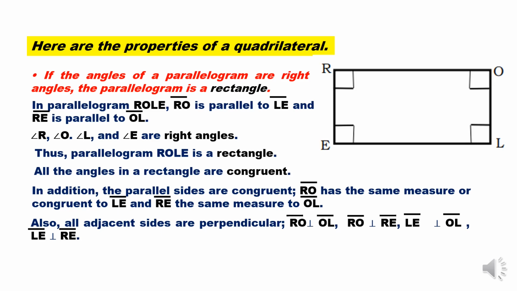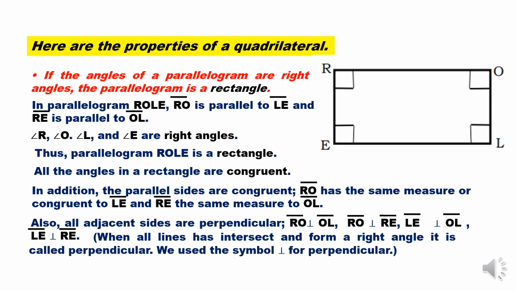Line segment RO is perpendicular to line segment OL. Line segment RO is perpendicular to line segment RE. Line segment LE is perpendicular to line segment OL. Line segment LE is perpendicular to line segment RE. When lines intersect and form a right angle, they are called perpendicular. We use the symbol for perpendicular.